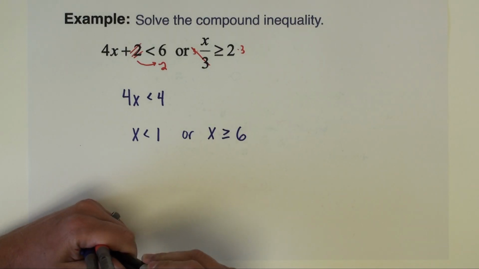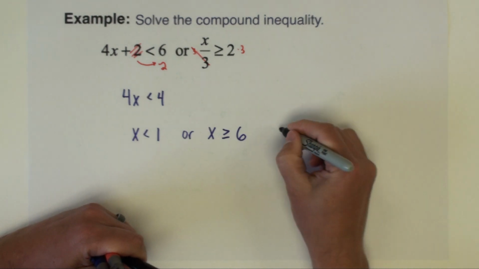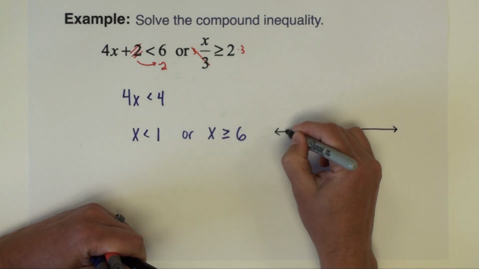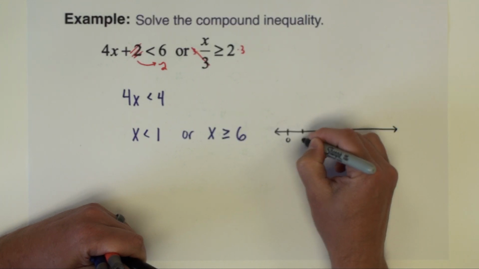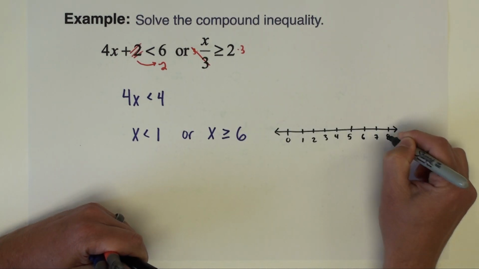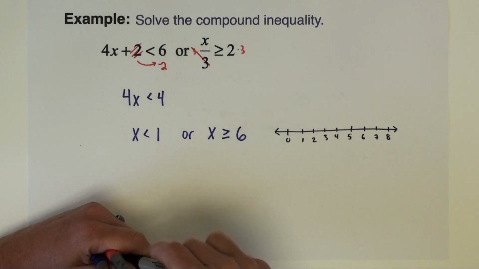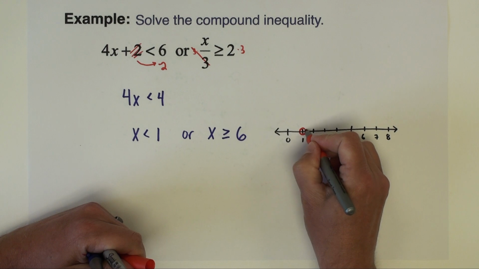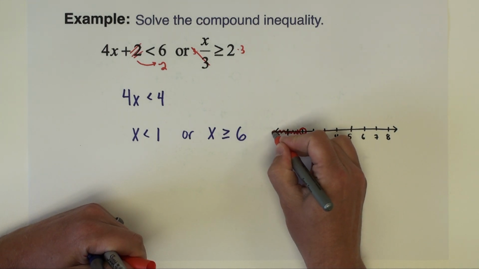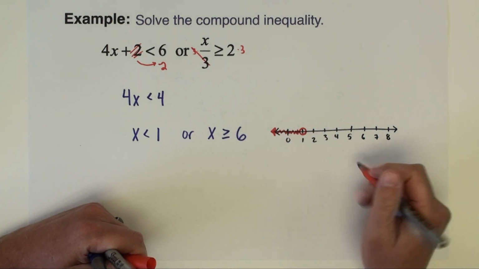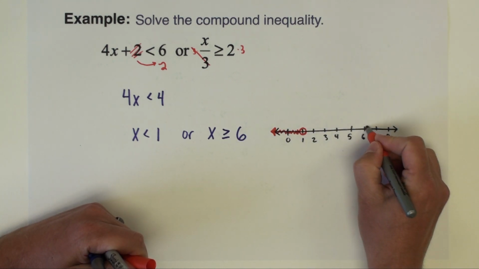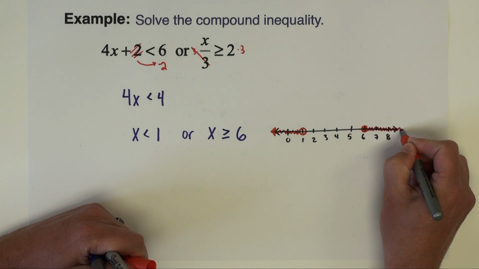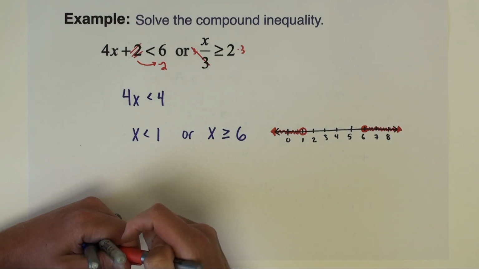Okay, so our number line needs to include 1 and 6. So I'm going to start at 0, 1. Kind of a longish number line, but that's okay. It'll work. Less than 1. Open at 1 and to the left. Greater than or equal to 6 is closed at 6, and greater than goes towards the right.